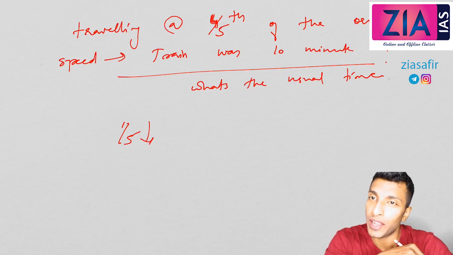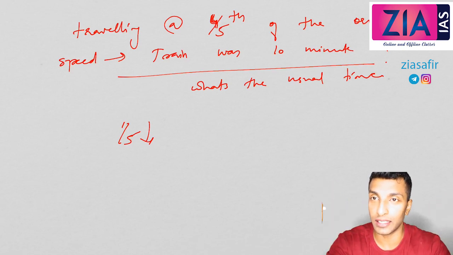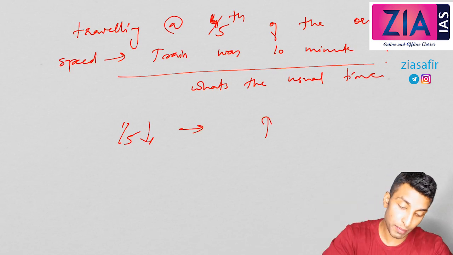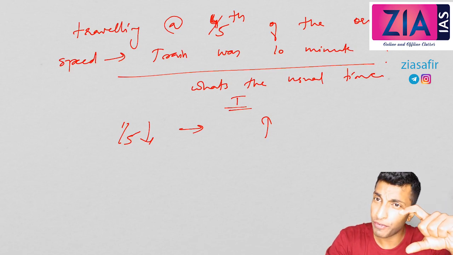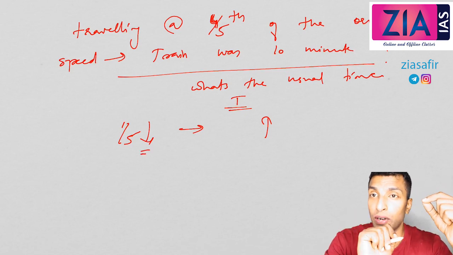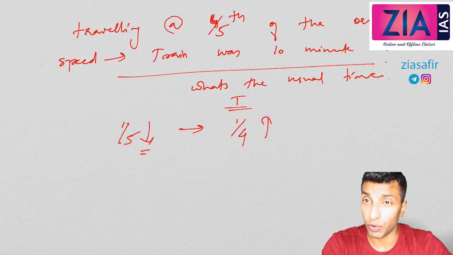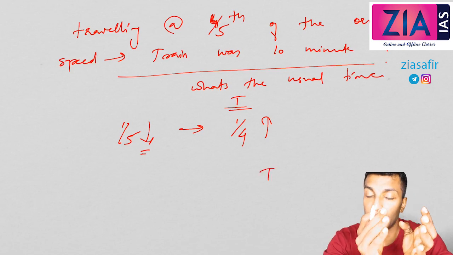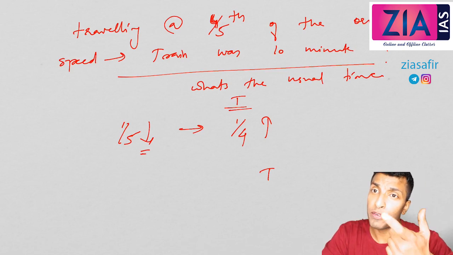Now, if we know a 1 by 5 reduction in speed, what will be the increase in time? Distance is constant here. Reduction in speed means there will be an increase in time. Since it is a decrease of 1 by 5, time will increase by 1 by 4. Let's suppose the usual time is t. From t, a 1 by 4 increase will be there.